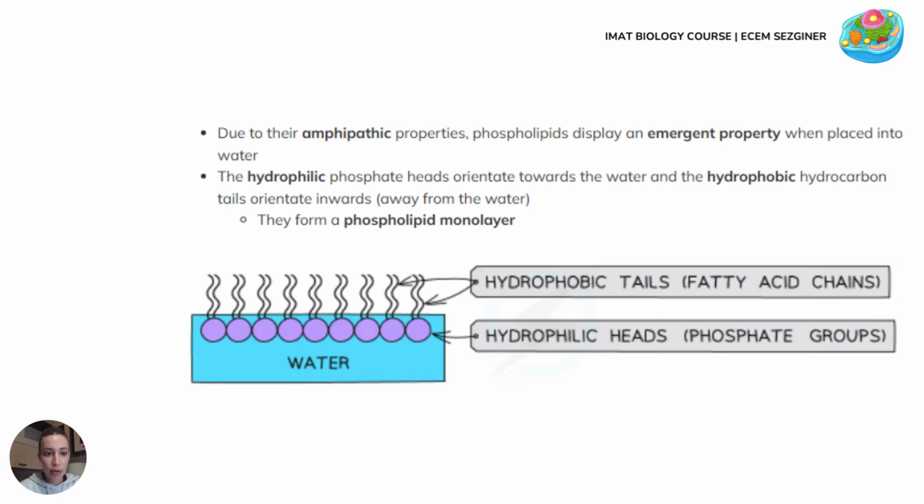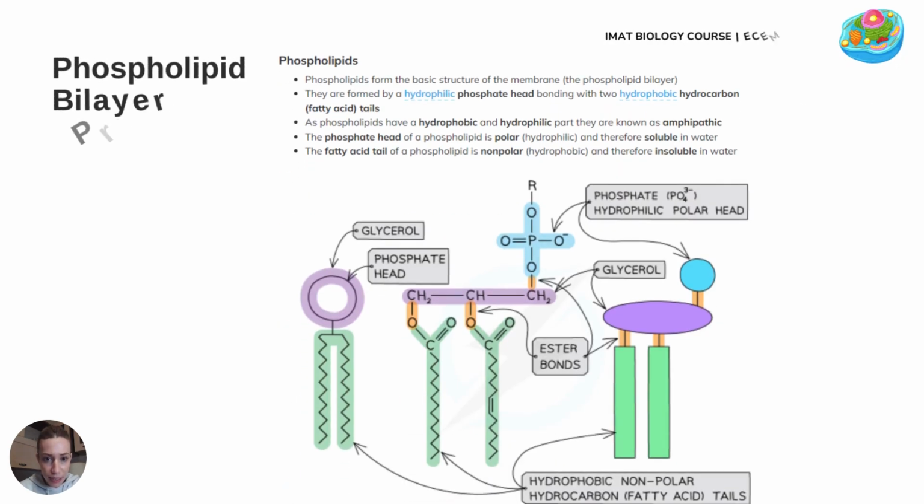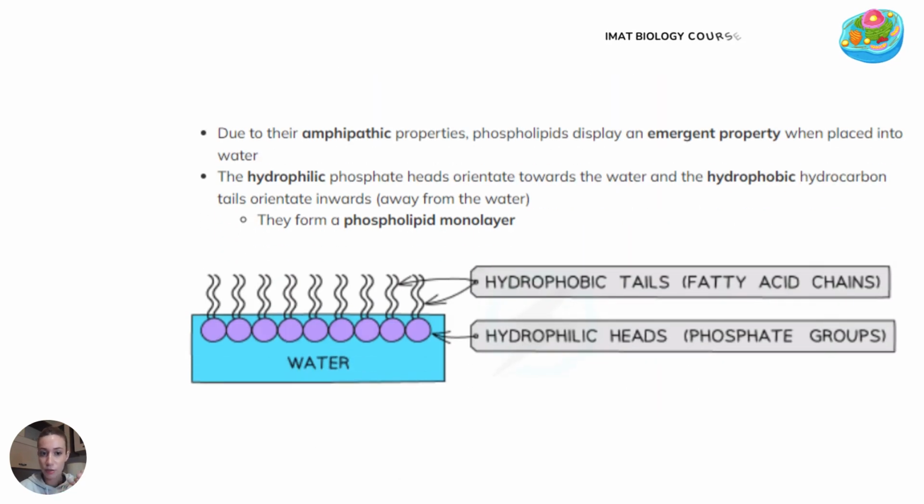Moving on, by the way, we call this property amphipathic. So having both hydrophobic and hydrophilic parts in a structure is called amphipathic. And this amphipathic structure, having these two features, when placed in water, the hydrophilic heads are going to turn towards the water, just like in this image. And the hydrophobic tails are going to stay away from the water, or vice versa.